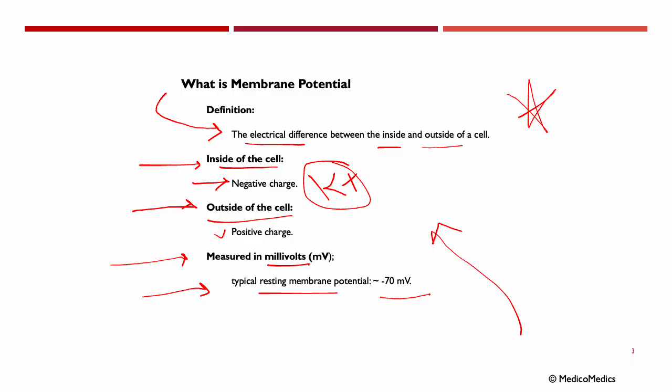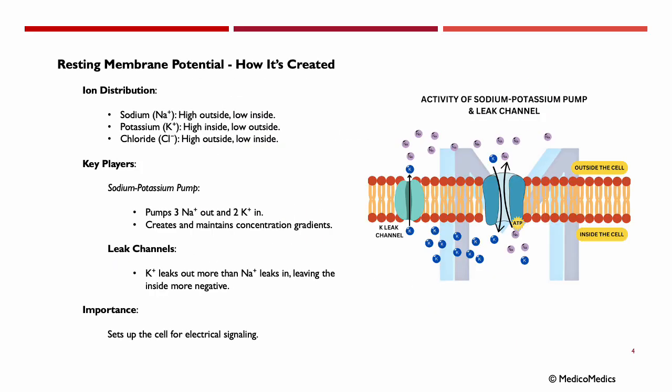Now, what creates this charge difference? So let's discuss a bit more in detail the ions and the mechanisms responsible for it. As we mentioned, the resting membrane potential is the electrical charge difference across the cell membrane when the cell is at rest. And what does rest mean? It means that it's not actively sending any signals. Now, it arises due to the uneven distribution of ions, mainly sodium, potassium, and chloride across the membrane and the selective permeability of ion channels.